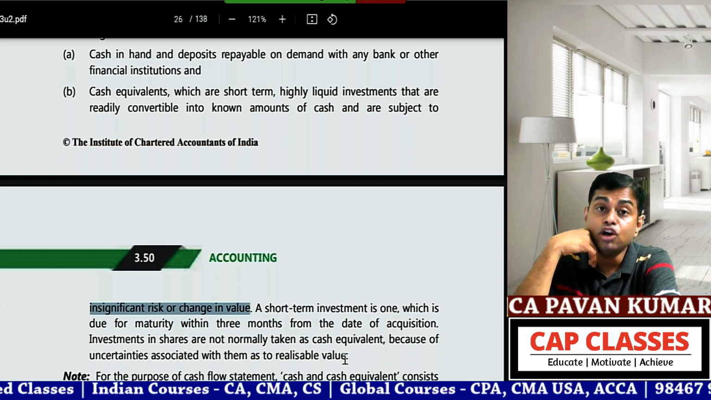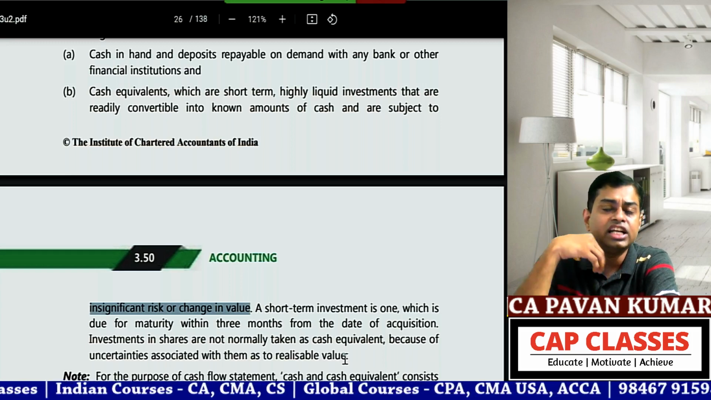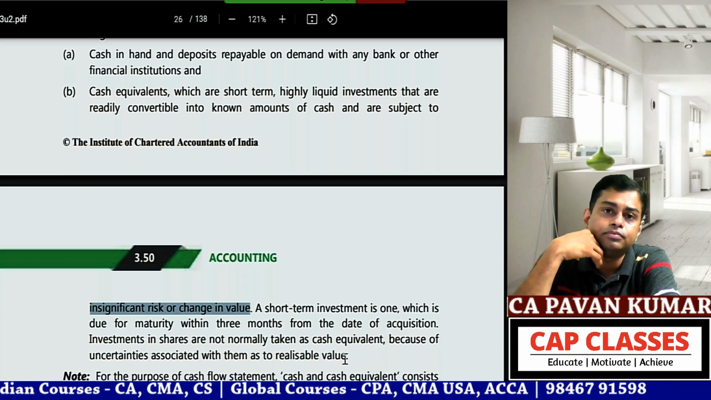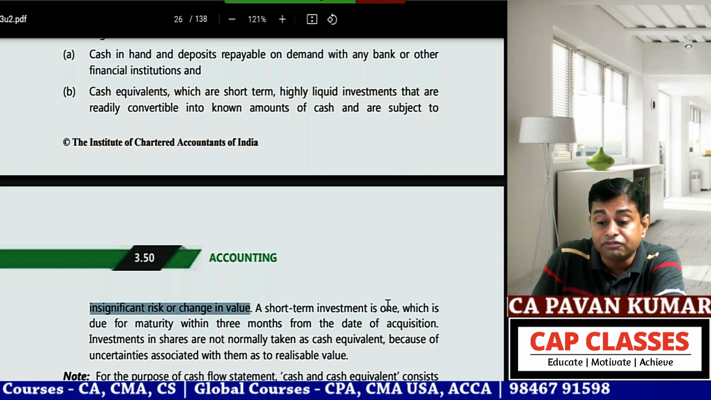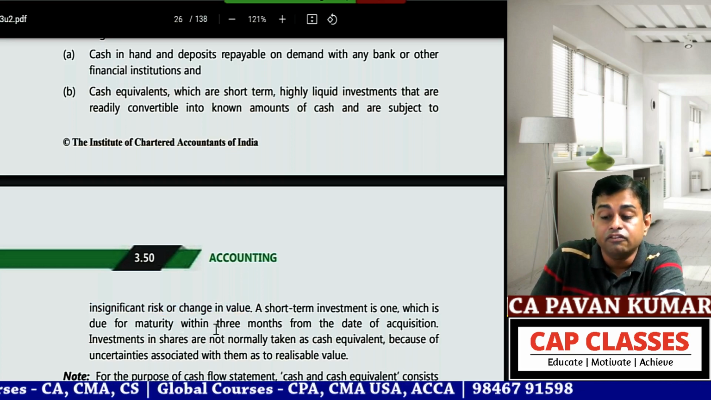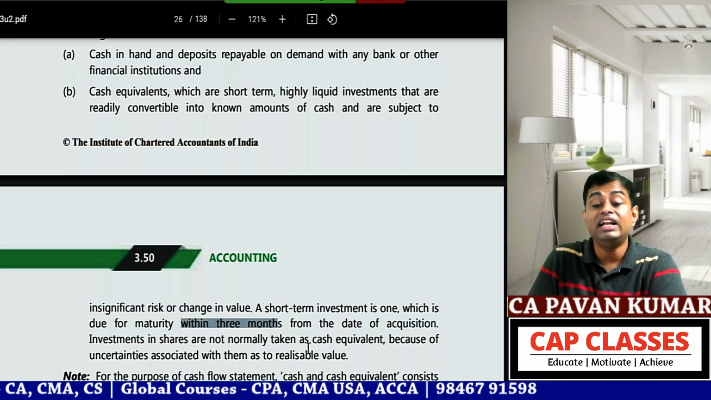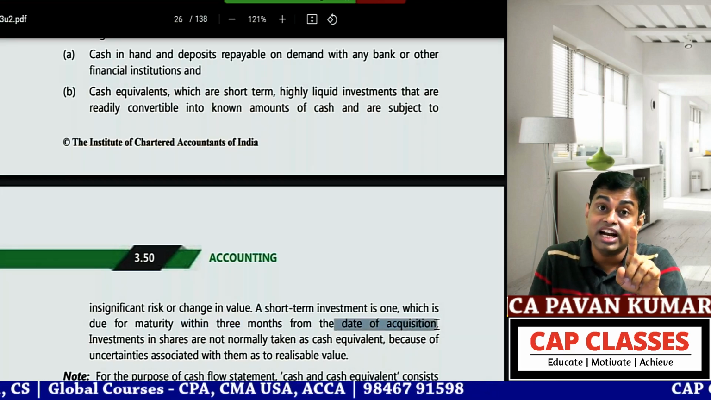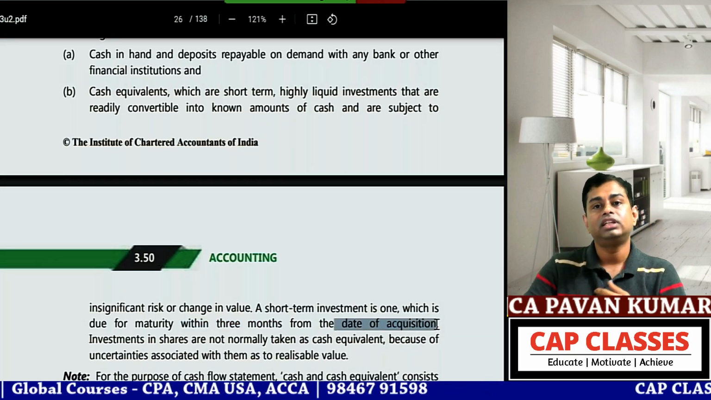Also, what if I buy gold? Gold is also not cash equivalent. Gold is investment only. So a short term is one which is due for maturity within 3 months from the date of acquisition. Underline date of acquisition, not from the date of balance sheet. Ta-da!